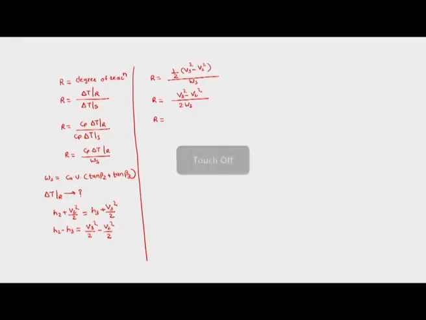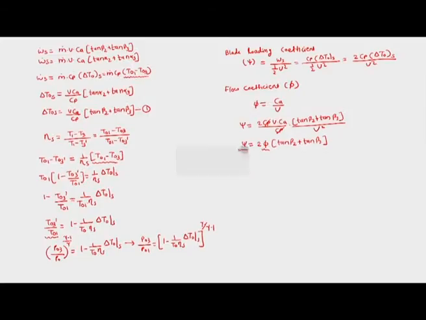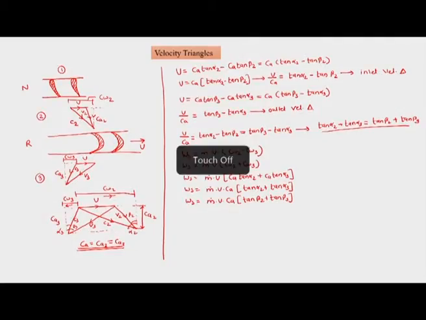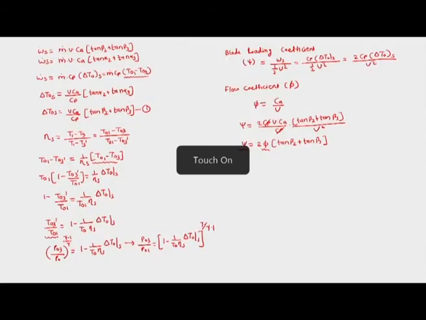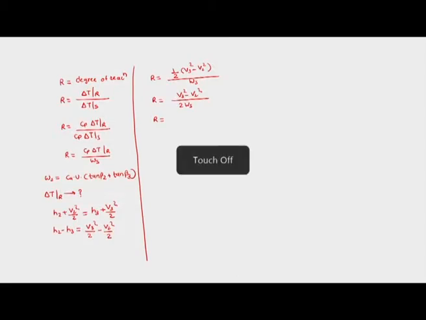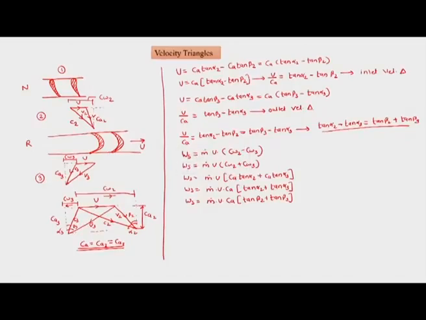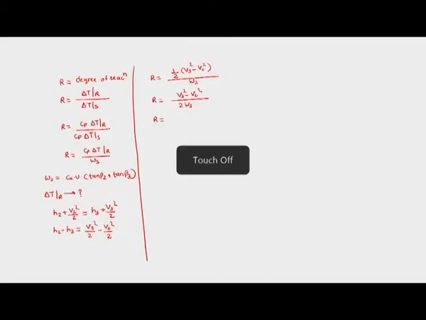So from the velocity triangle, V3 can be written as Ca sec beta 3, and V2 can be written as Ca sec beta 2. So we can write down these expressions. These are the expressions for V3 and V2.